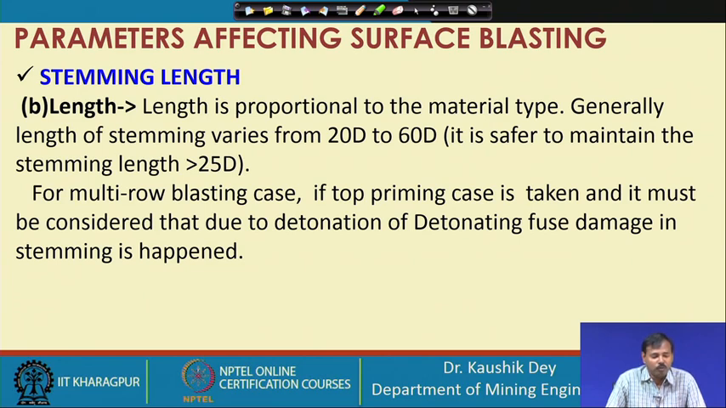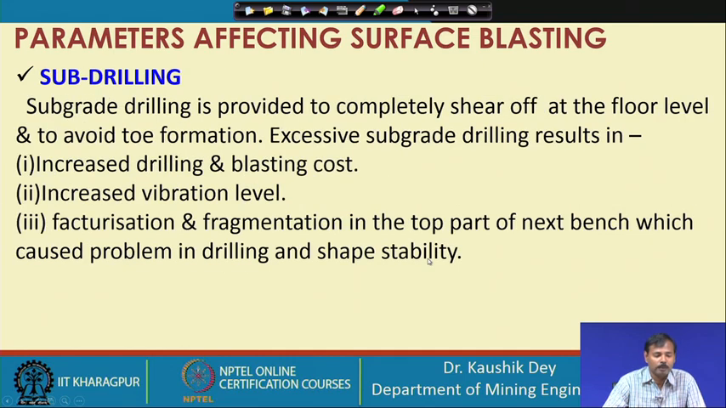ejection of the stemming. For the multi-row blasting case, if top priming is carried out, it must be considered that the detonation of the detonating fuse causes damage to the stemming. So, if the down-the-hole initiation is carried out by the detonating fuse, that may damage the stemming significantly prior to initiating the original explosive. That part may be taken care of, and often it is desired that instead of using detonating fuse as the down-the-hole connection, nonel be preferred for down-the-hole connection in those cases.